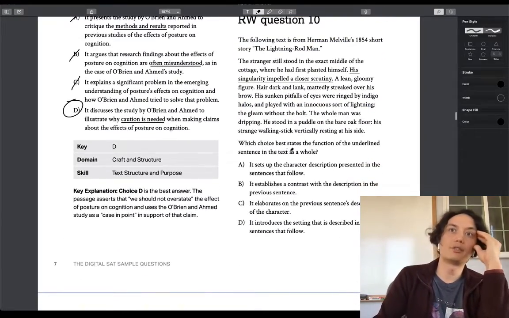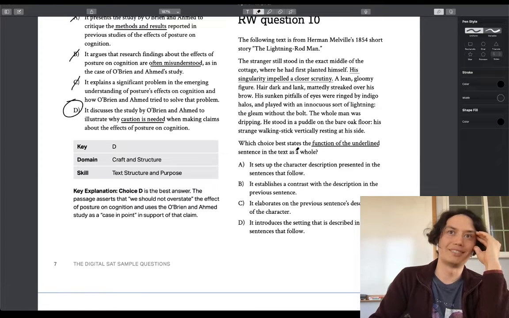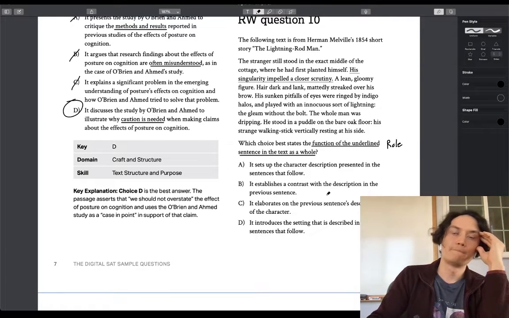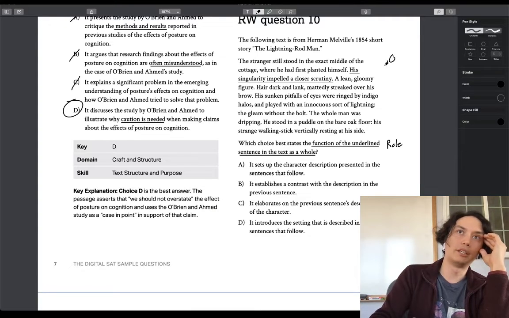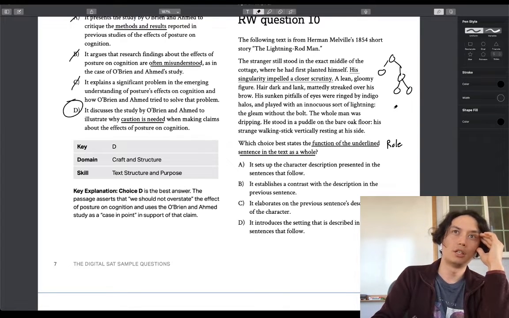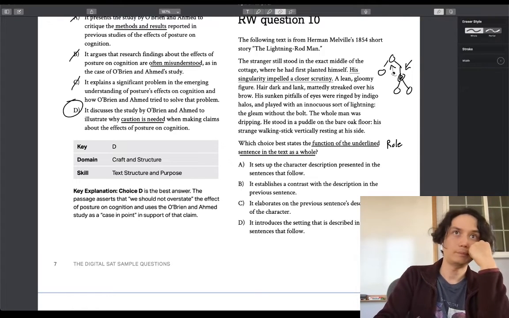All right, which choice best states the function of the underlined sentence in the text as a whole? Hey, this is a role question from the LSAT. So again, we're going to need to read this stimulus. This passage could be anything. And we need to map it out and figure out how it's structured, which claims support which. And then the question is going to point to one of those claims, and we need to be able to describe it. Oh, this is the kind of claim that's supported by these two examples, but that in turn supports this, for example.